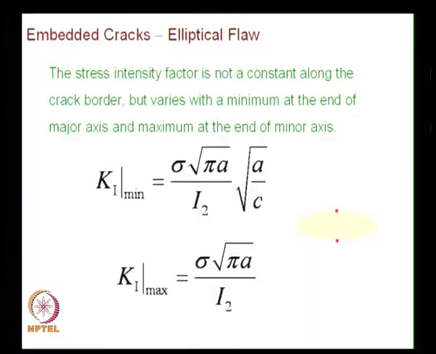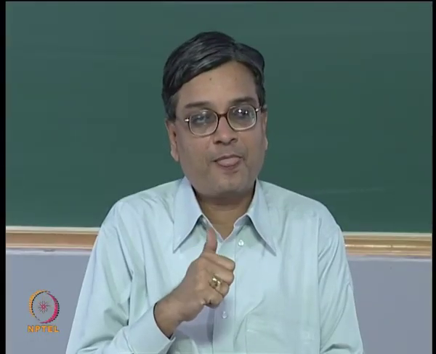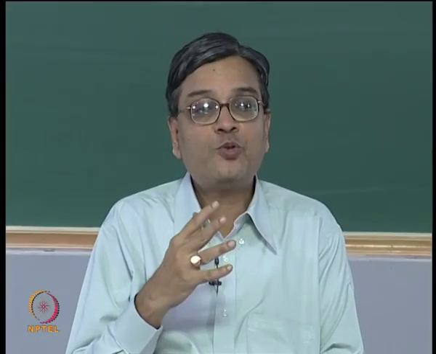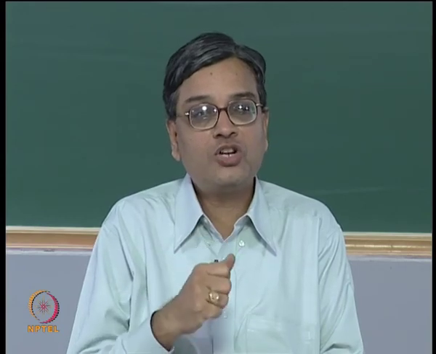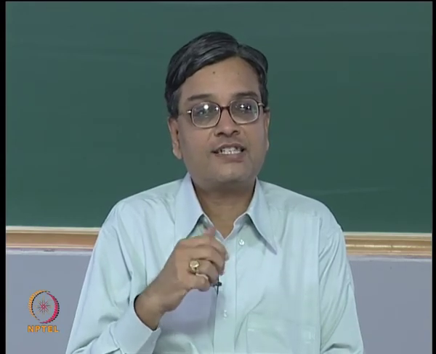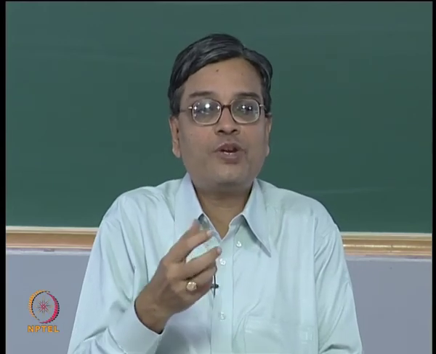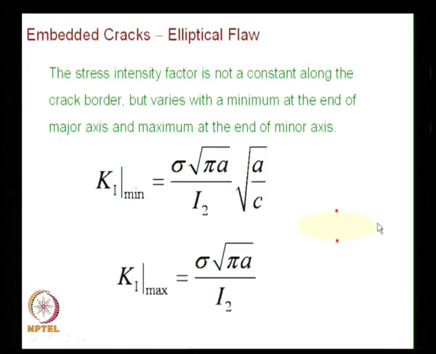Since you have some knowledge of fracture mechanics now, what will happen to an elliptical flaw? When the loads are increased, at some load it has to propagate. What would happen to an elliptical flaw? Now, you have a variation. The stress intensity factor is a minimum on the major axis, it increases, it reaches a maximum at the minor axis, and then returns back to the minimum value. And this is the story that goes on the boundary of the elliptical flaw.